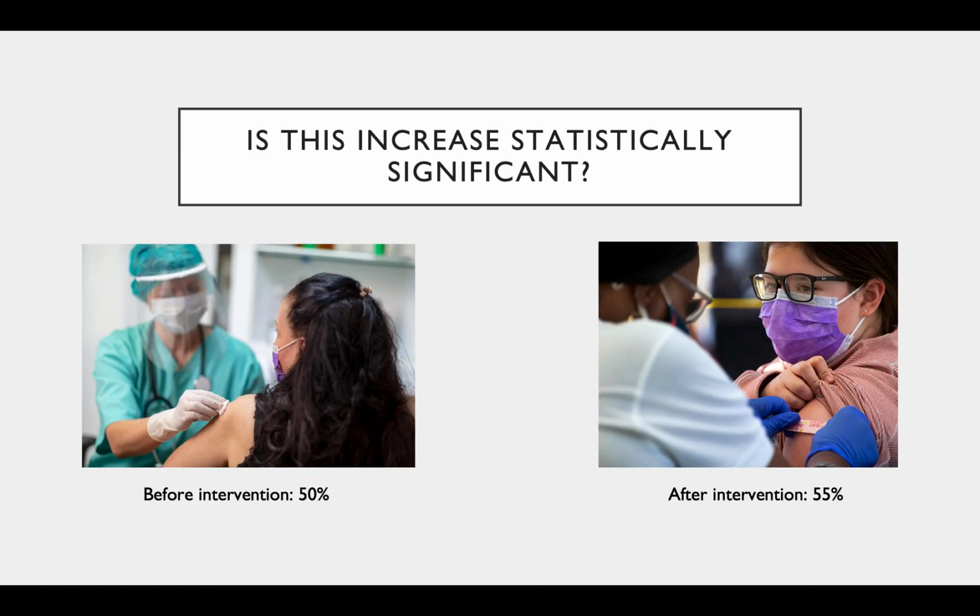So once we run the test, we need to figure out, is this increase statistically significant? So for example, if before the intervention we had 50% of people getting their flu shot, and after the intervention we have 55% of people getting the flu shot. Is this difference big enough to be called statistically significant, or did this just happen by chance? Just by looking at these 2 numbers, we cannot tell if this was actually due to our intervention or it's just a different group of people got us these results. That is why we have to do the hypothesis test, and it'll tell us how likely this would have happened by chance or how likely it is to be statistically significant.